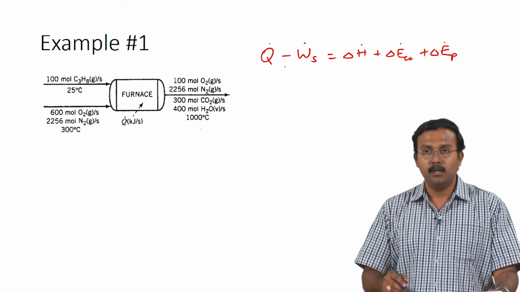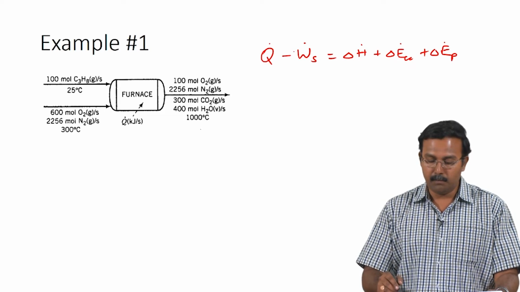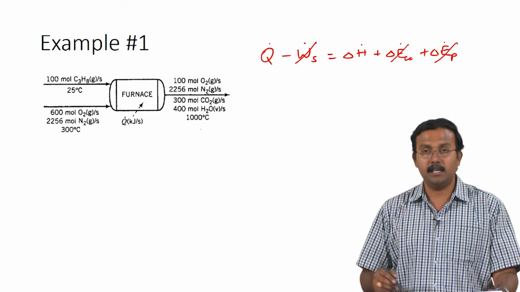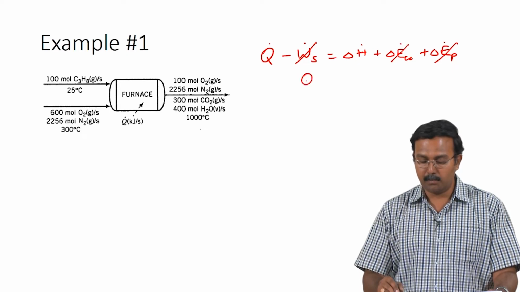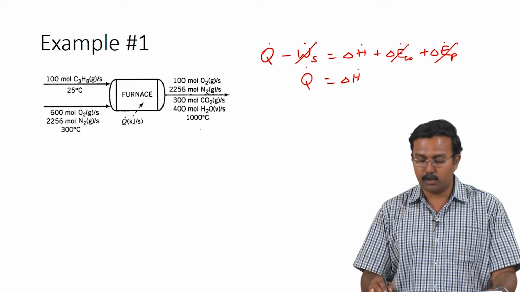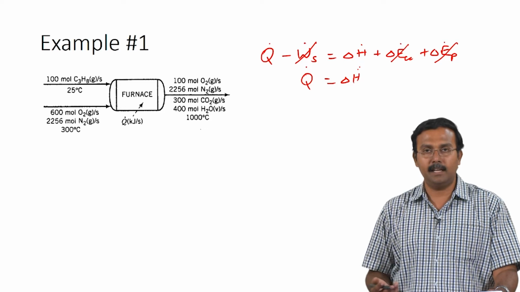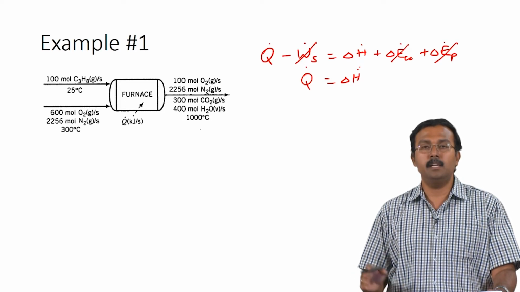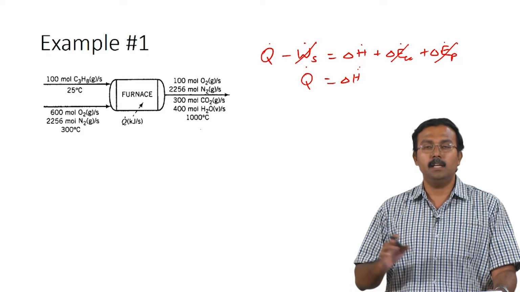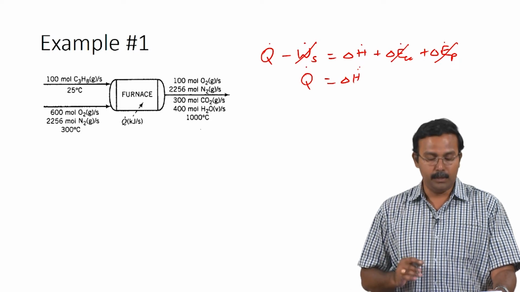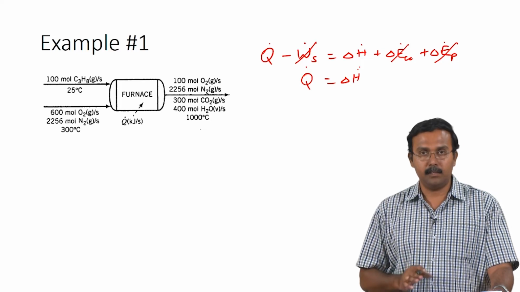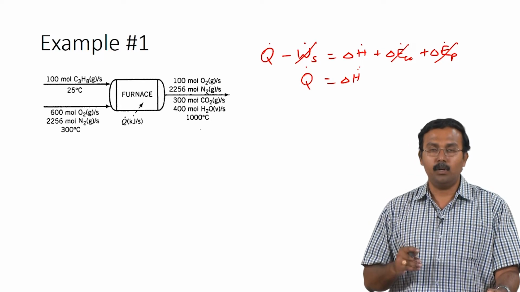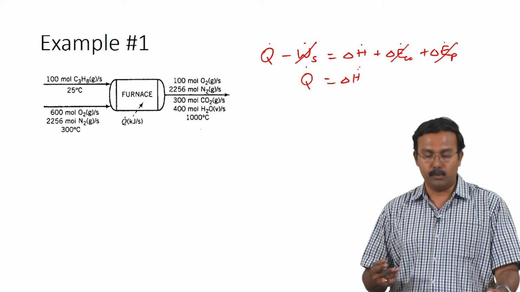Here you do not have any moving parts, so shaft work goes to 0, and there are no kinetic or potential energy changes. So, the equation gets simplified to Q dot equals delta H dot. You need to calculate delta H dot, which is what we have been doing till now. Now this delta H dot needs to account for the heat of reaction as well. So, how do we do that? We are now going to look at the heat of reaction method. For that we need to identify what would be the reference states which we want to use.